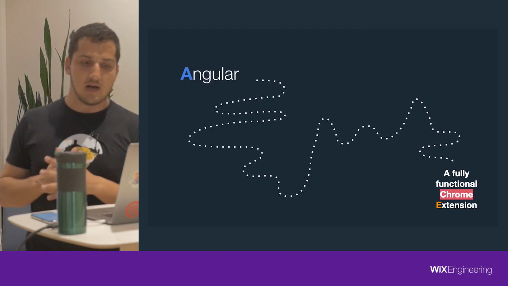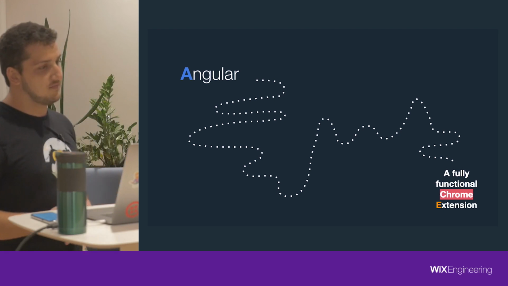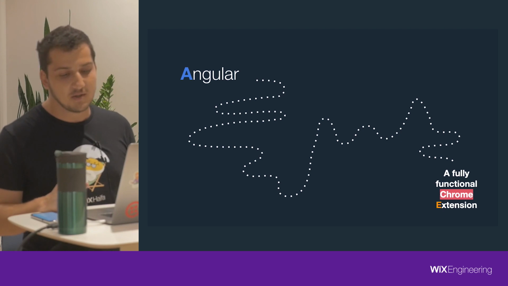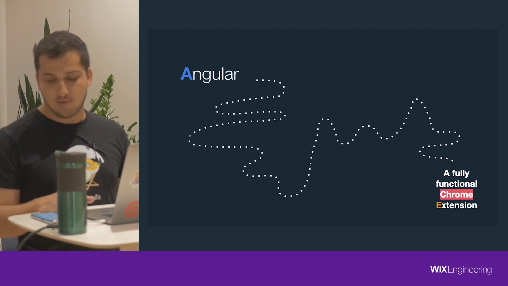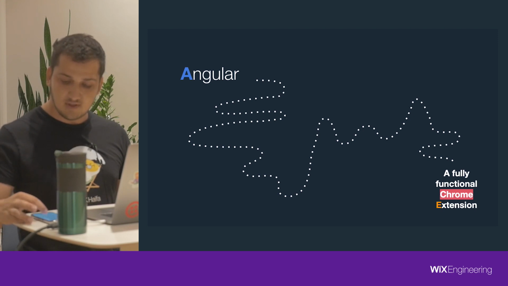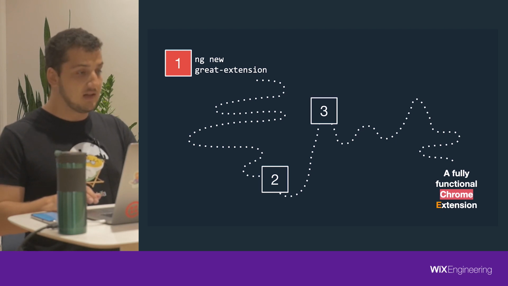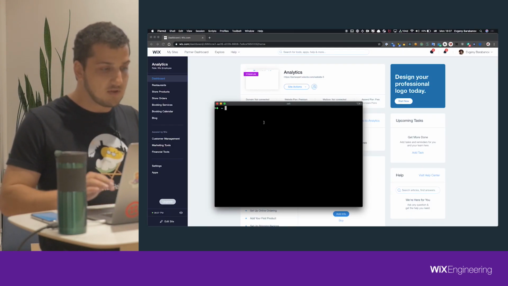Okay, so how is it going to happen today? We're going to start from scratch, from literally nothing, an empty console, and we're going to finish with a fully functional Chrome extension. When I say from scratch, I mean we start with ng new. Since it's taking time, I'm going to run it now.